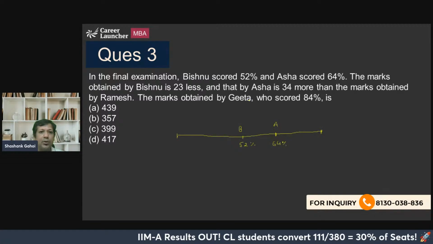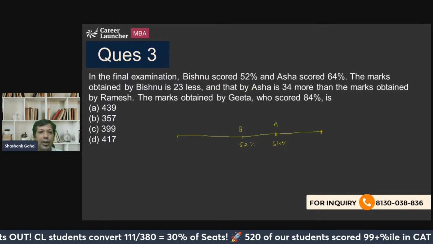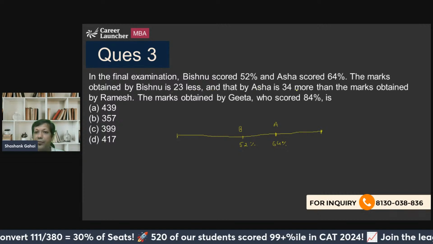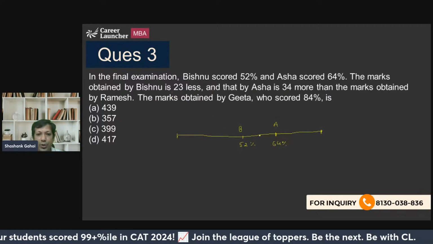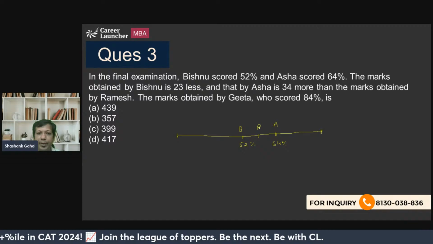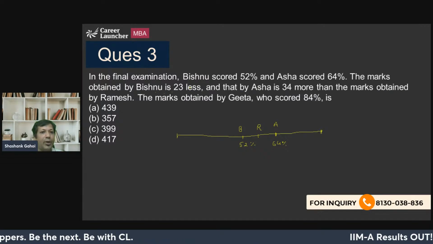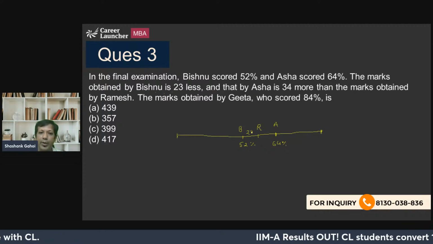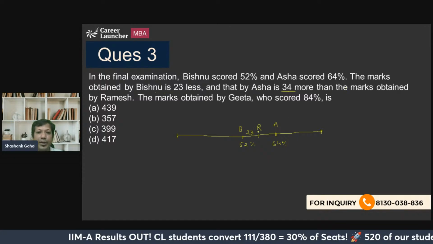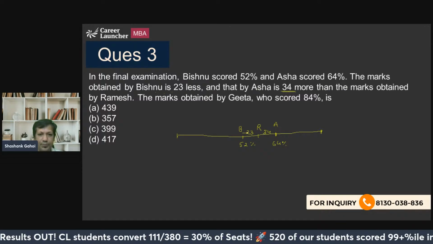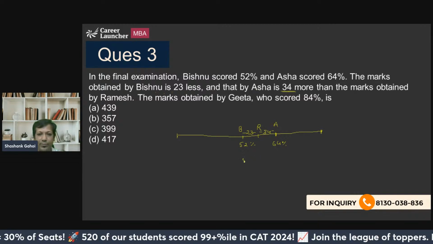The marks obtained by Vishnu is 23 less, and that by Asha is 34 more than the marks obtained by Ramesh. Okay. So Ramesh is lying in between. Vishnu's marks is less than marks obtained by Ramesh by 23. So this difference comes out to be 23. Okay. Asha is scoring 34 more than Ramesh. So this difference is 34. Okay. So what is the total difference we are talking about?